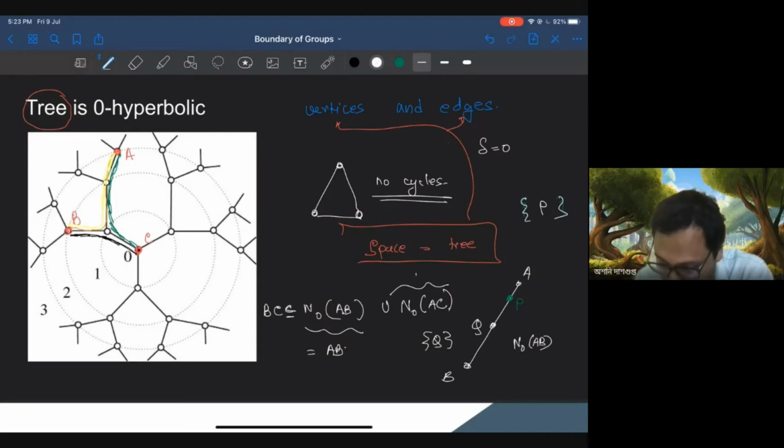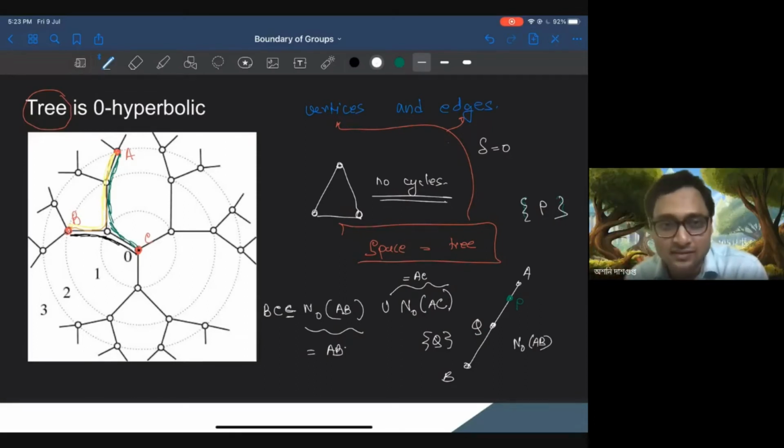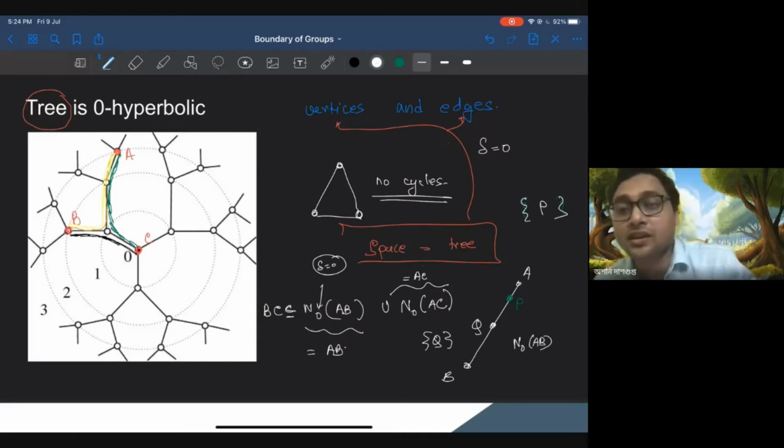And this is a fancy way of writing AC. And what I am trying to say is AB union AC contains BC. That's why this particular space, the space of the tree, in this case, the tree is zero hyperbolic. Because for every triangle, you can just have this delta equal to 0. So instead of saying delta hyperbolic, you can say it is zero hyperbolic.